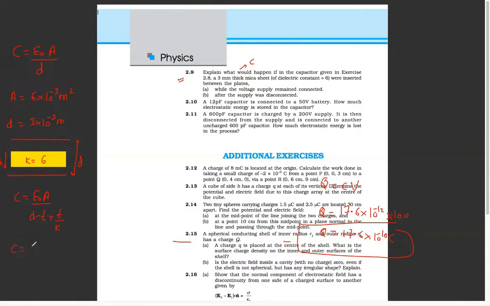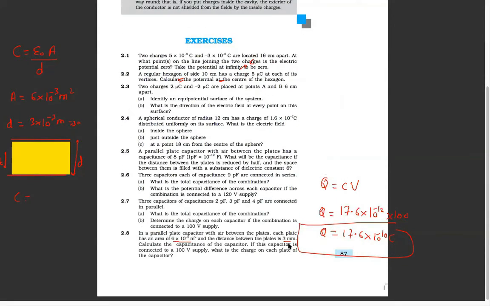Let's substitute the values. Epsilon naught is 8.85 into 10 raised to the power minus 12. Area is 6 into 10 raised to the power minus 3. T is 3 into 10 raised to the power minus 3, the thickness of the slab, and the separation is 3 mm. So this is not partially filled, this is fully filled, sorry. It fills the whole space.